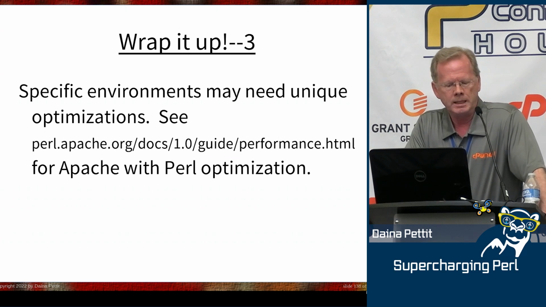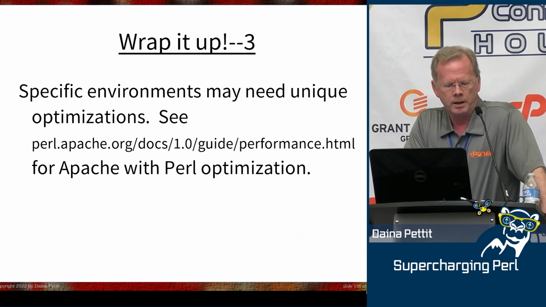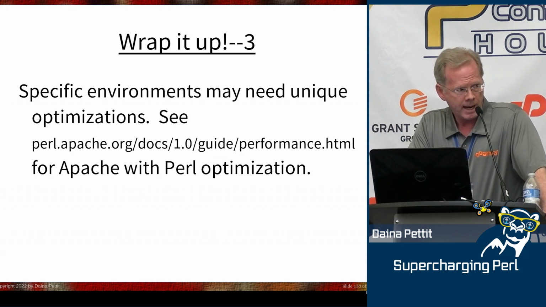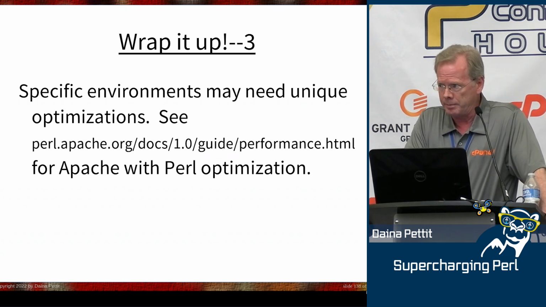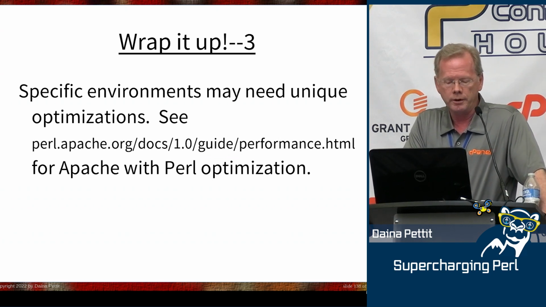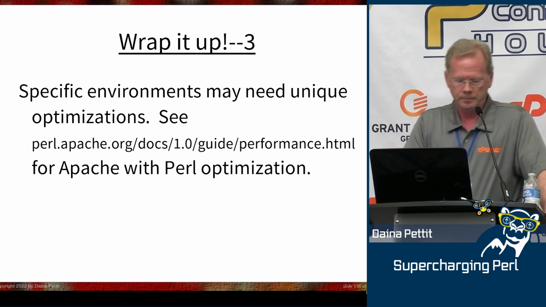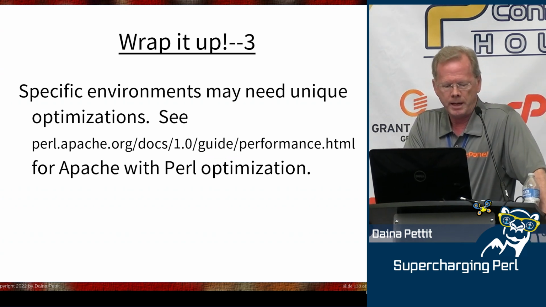Specific environments may need unique optimizations. There's a really good document, perl.apache.org. It's for performance tuning with Apache, but it also would apply to some other applications. So it's a good place to look. Although it says 1.0 here in the path, you can go to 2.0. If you go to 2.0, there isn't anything. So this is where it is: perl.apache.org, docs 1.0, guide performance.html.